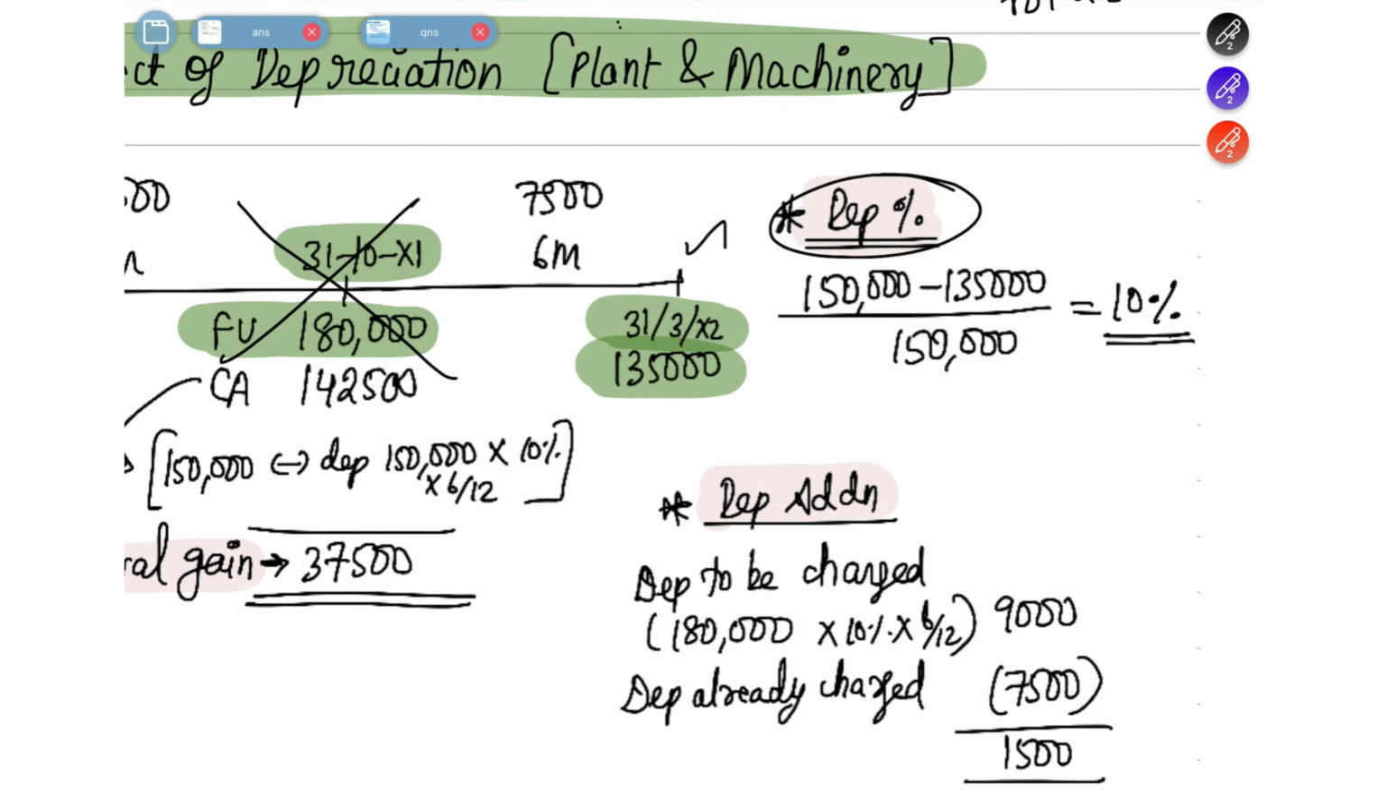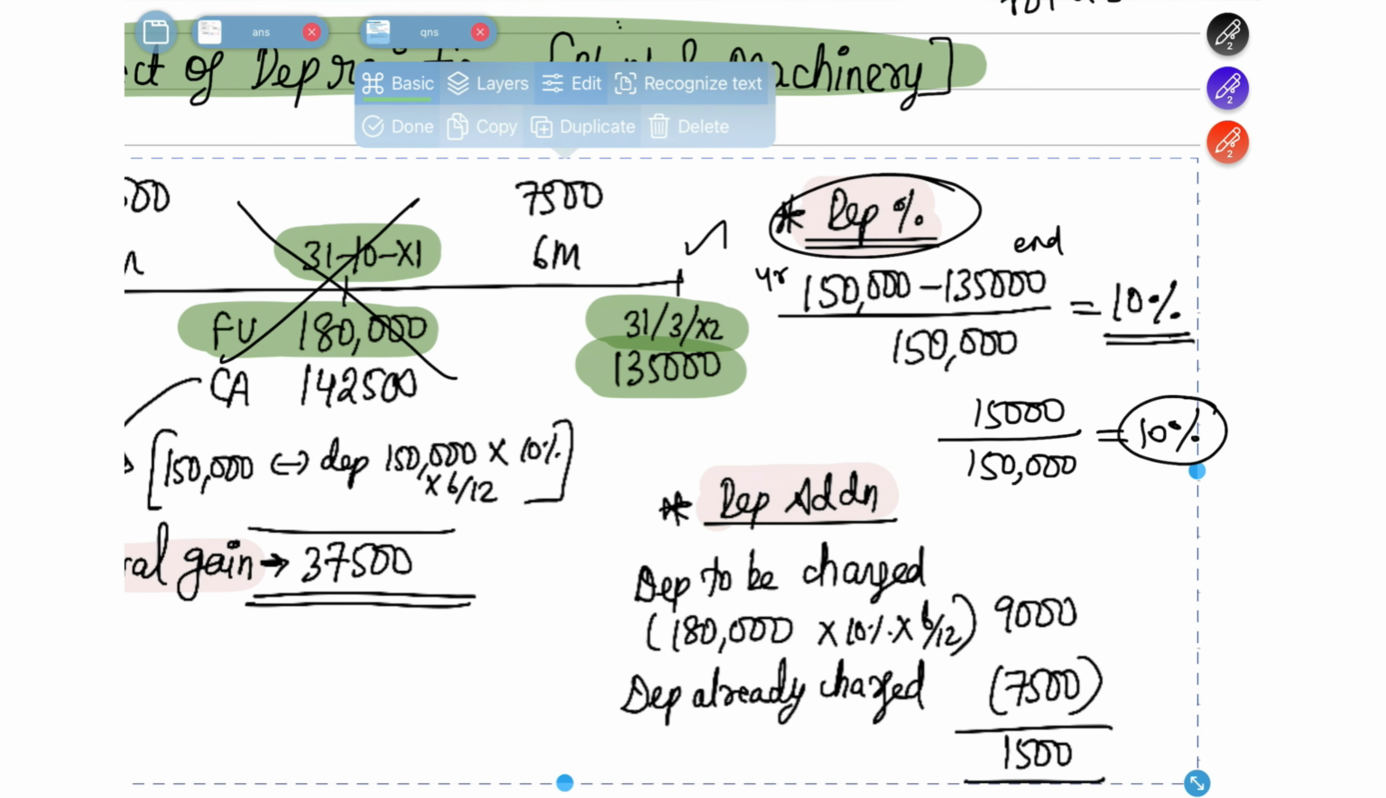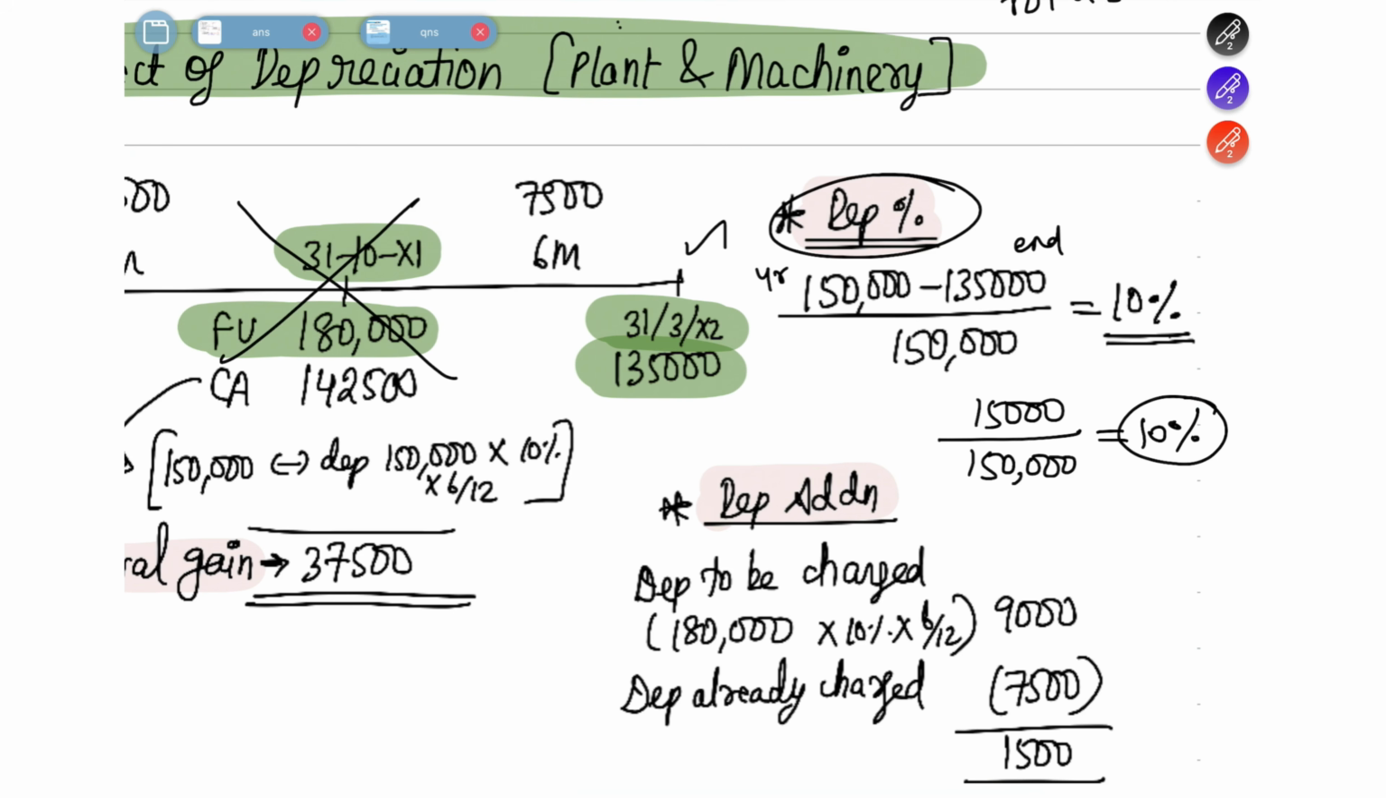So year start it was 1,50,000. In 1 year it became, year end it became 1,35,000. That means there is a decrease of 15,000 rupees on the value of 1,50,000. So on the value of 1,50,000, 15,000 has been deducted, which means 10% is a decrease. So 10% is a decrease in value, which means the 10% is your depreciation percentage. So this 10% is nothing but your depreciation percentage. I hope you understood that.